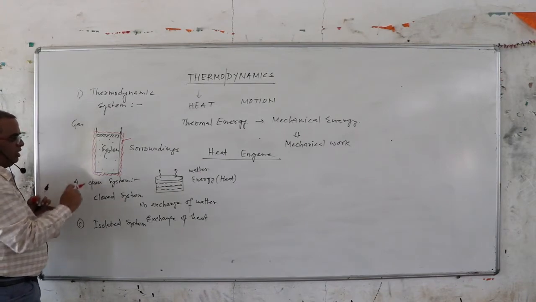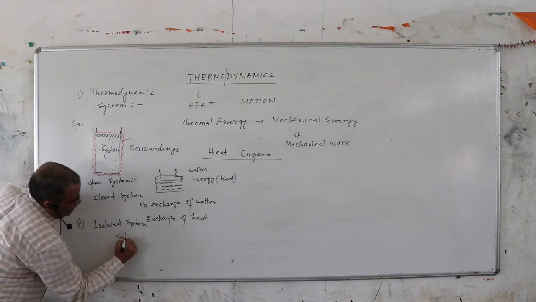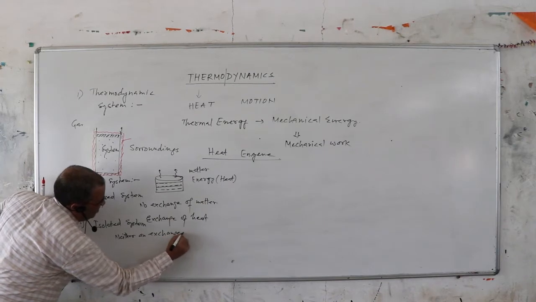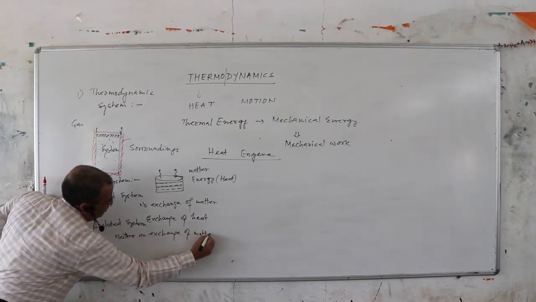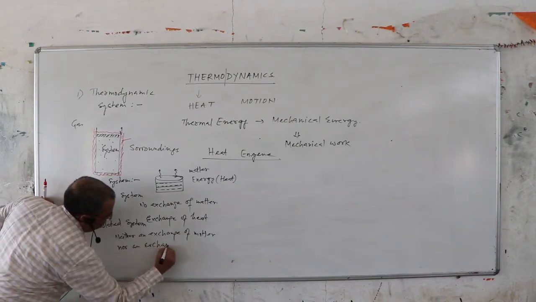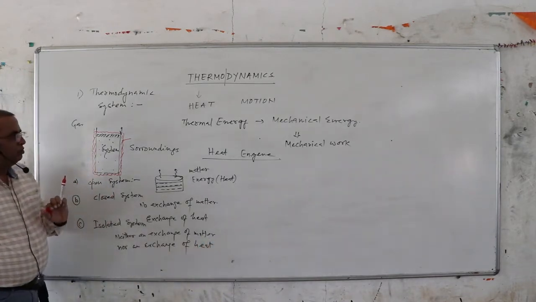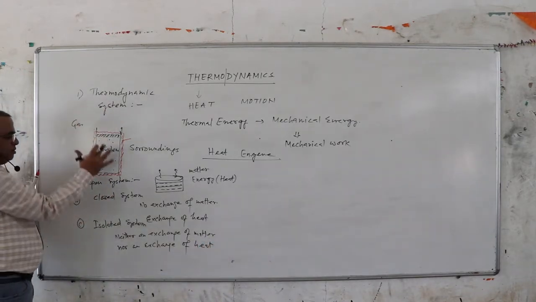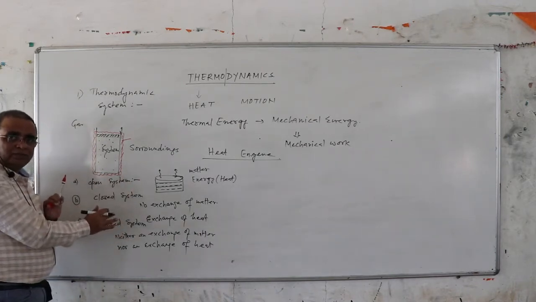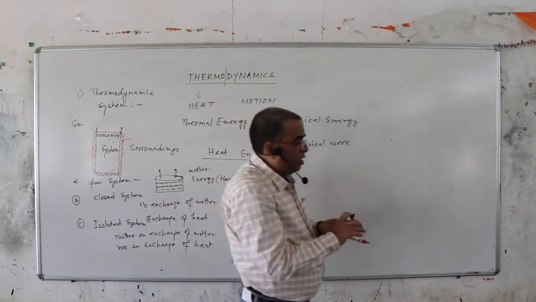That simply means in that case neither an exchange of matter nor an exchange of heat is taking place. So basically we have classified the system in three types: open system, closed system and isolated system. Okay, open system, closed system and isolated system.